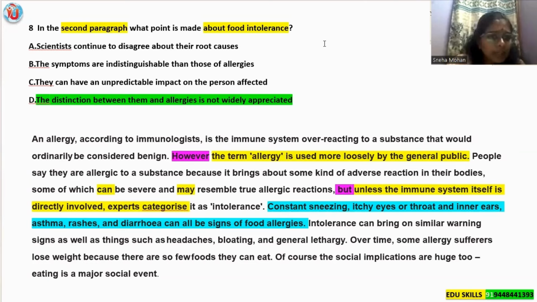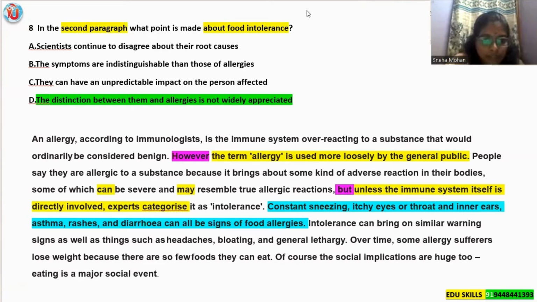They can have an unpredictable impact on the person affected. Is it an unpredictable impact? No, it is predictable. One who's getting an allergic reaction will be having constant sneezing, itchy eyes, and those with food intolerance will be having headaches, bloating, and general lethargy. So that is not the correct answer. We are eliminating answer option C.